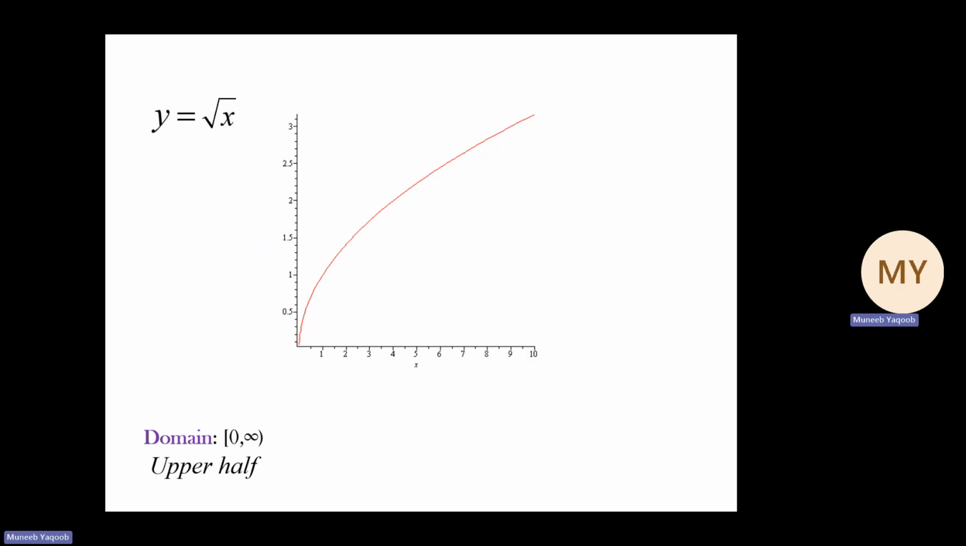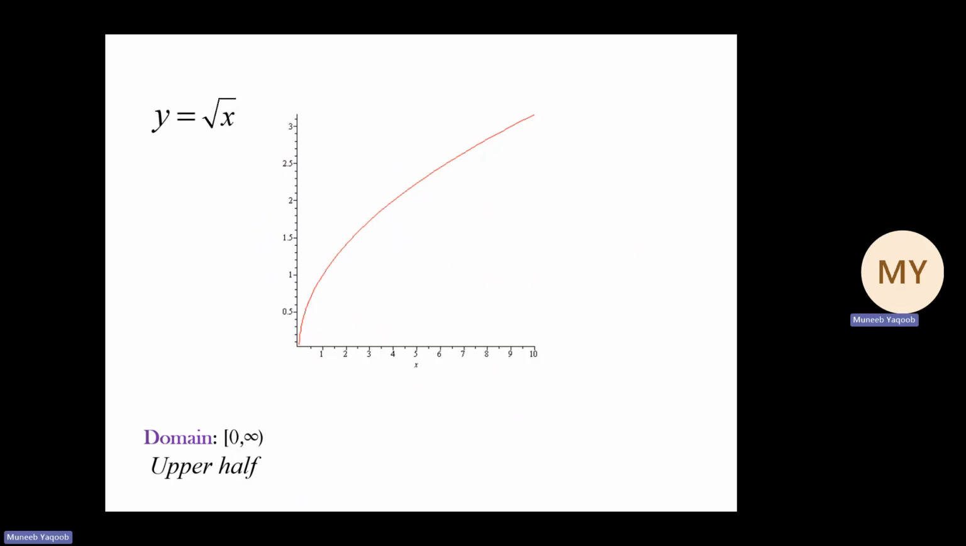But the highest value of x is undefined. So it is infinity, which is not a defined number. So we made a small bracket after infinity, which confirms that every real number from 0 to infinity is included other than the positive infinity, which is not a defined number.